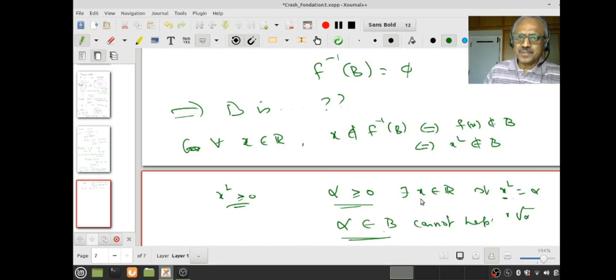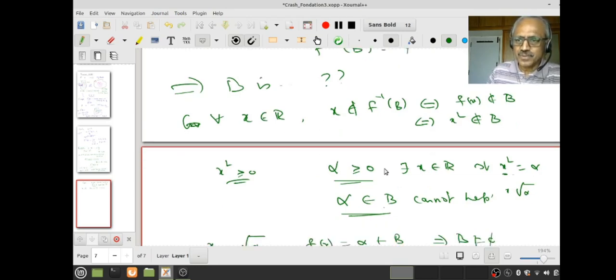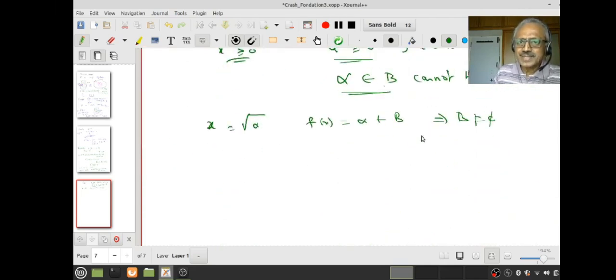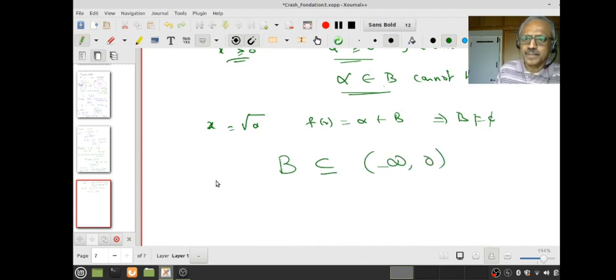I want you to think, don't look for a neat proof for anything. Think. So what you have shown is, if f inverse of B is empty, then B cannot have any non-negative real number. Therefore, B must be a subset of the negative reals, and you can see this also holds as a converse. Okay, check.